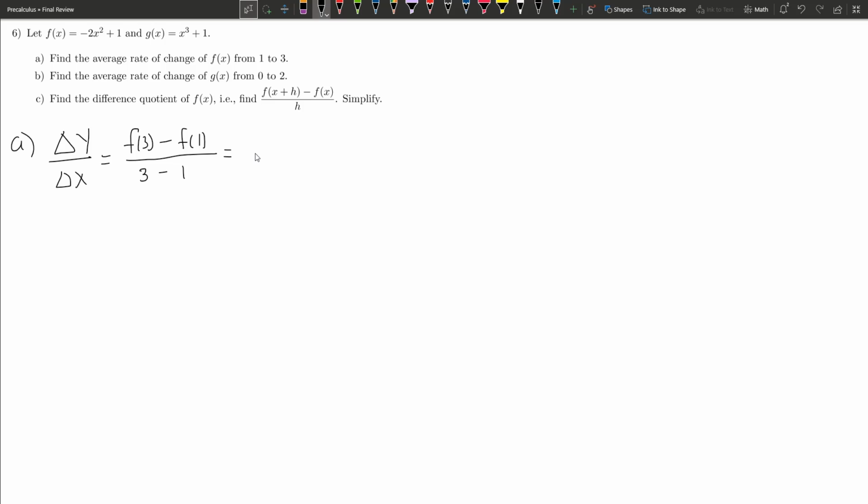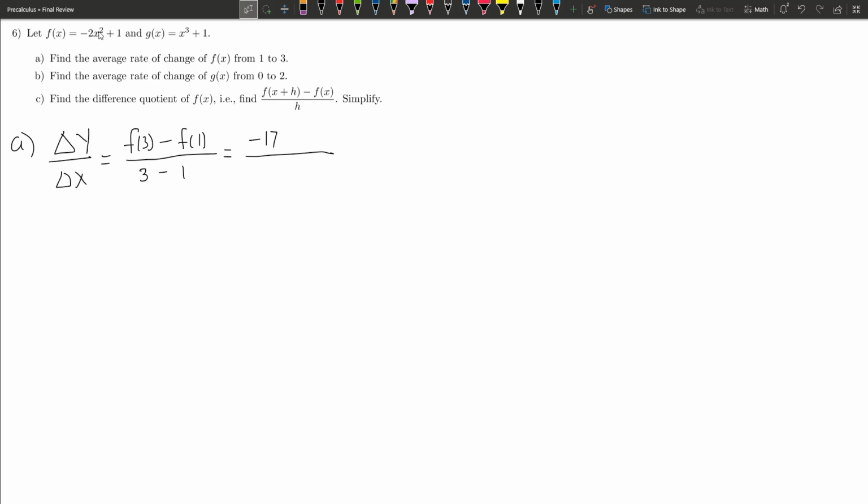Now you gotta be really careful here because I did this question wrong twice. I'm like, why am I getting it wrong? And it's because of this minus. So just be really, really careful. So we're substituting 3 in for x in the function f. So 3 squared is 9. 9 times negative 2 is negative 18. And negative 18 plus 1 is negative 17. So negative 17 there.